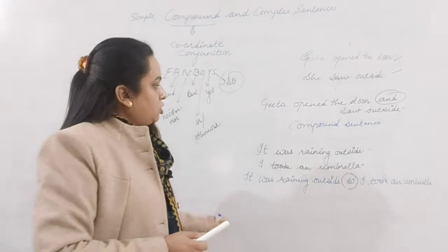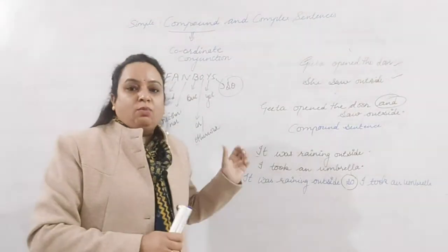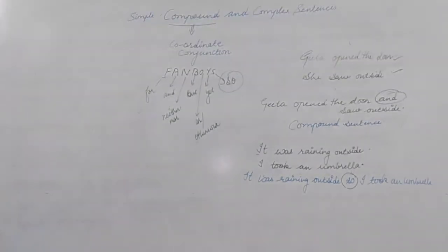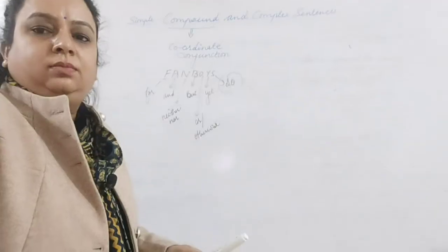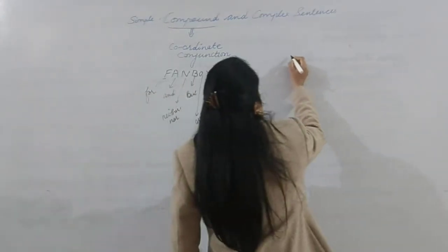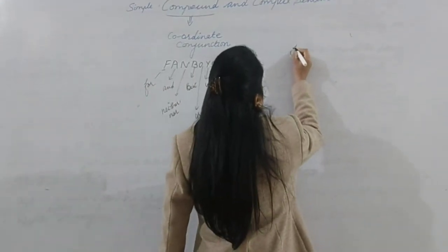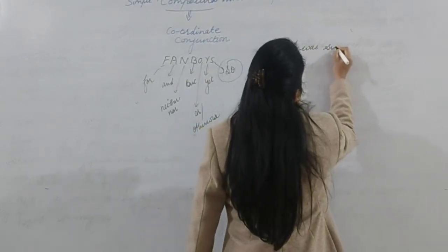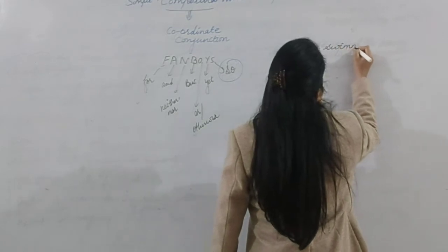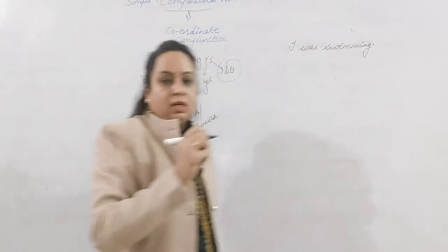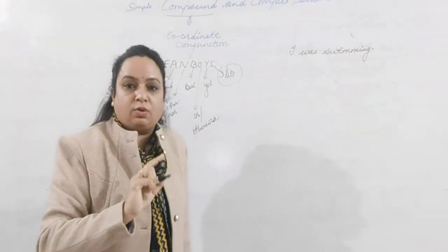Let's take the screenshot of this and then we will try some more sentences of this category. So let's practice some more sentences. I was swimming. This is what? It's a simple sentence because this is having one subject, one verb, right?